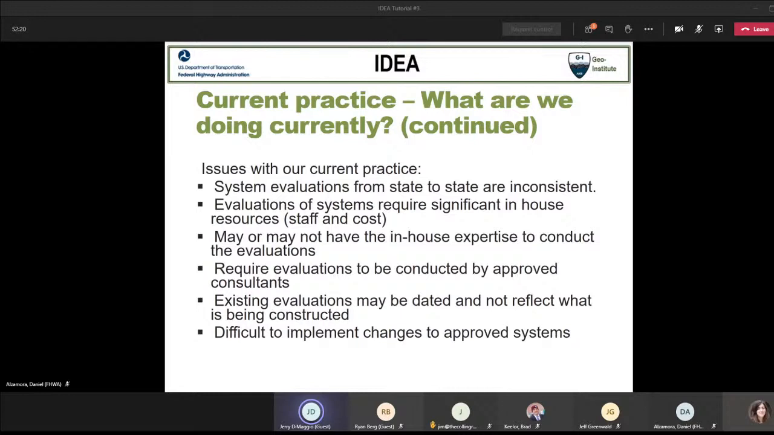Daniel touched on the second to the last bullet in terms of when you conduct an evaluation, it really isn't a convenient nor a consistent process by which you can reflect what is actually being constructed in the field.